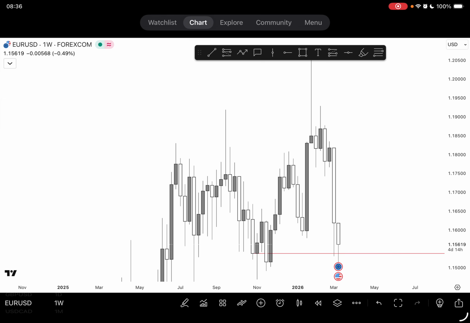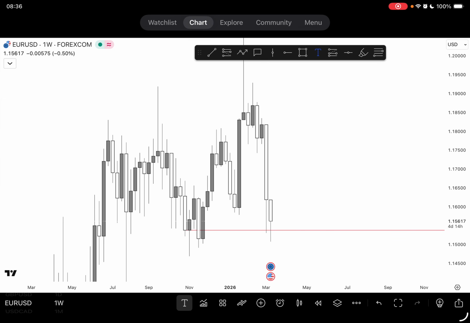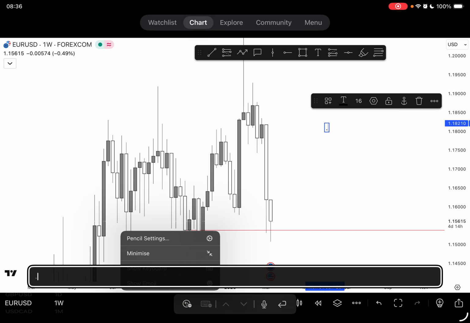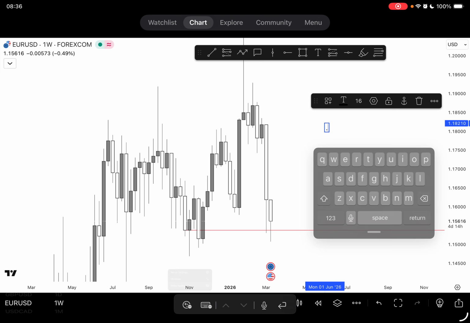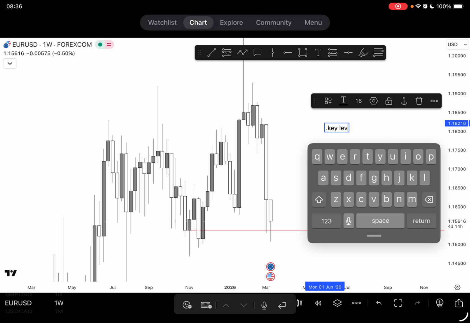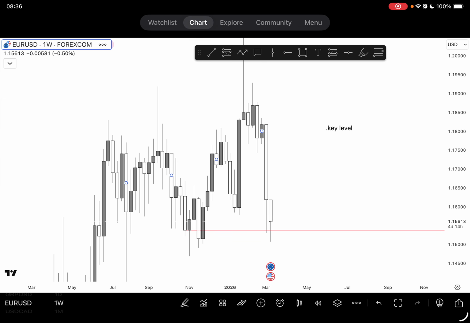So we're talking about key level liquidity, right? Everybody knows what key levels are. We already talked about key levels, right? Key level liquidity. So today we're talking about key level liquidity.